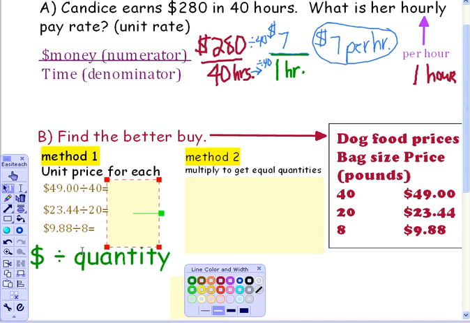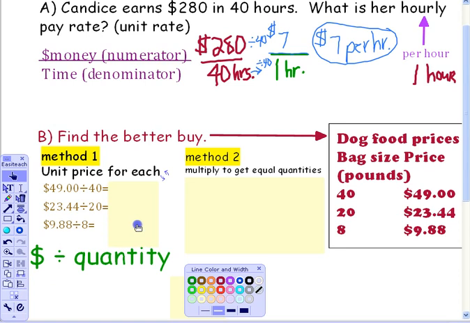So in the first dog food bag, the 40-pound bag, we're going to take $49 and divide it out between those 40 pounds. We're going to find out how much is it for 1 pound if we use that bag. Same thing for the 20-pound bag, and same thing for the 8-pound bag.